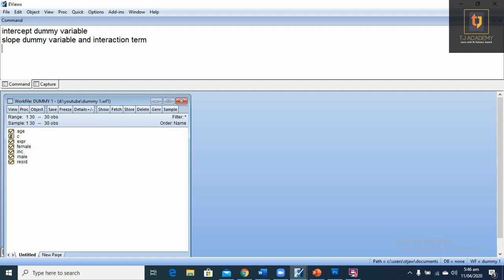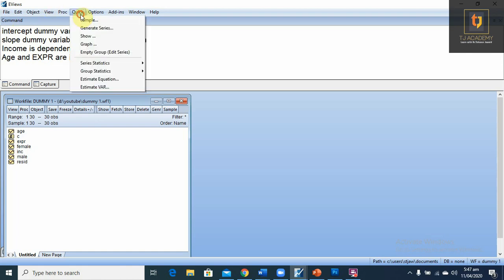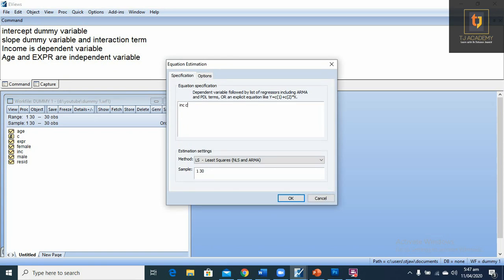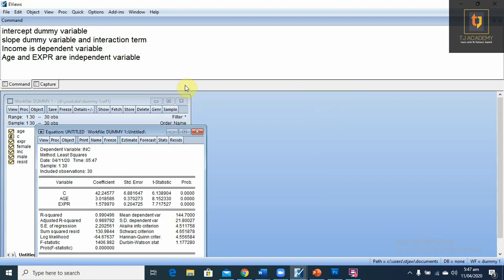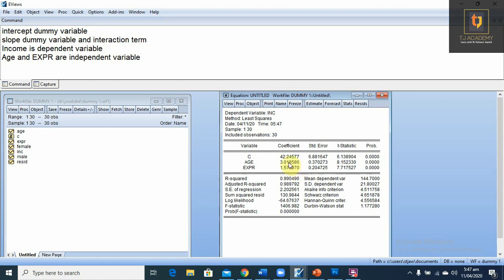First, we have a model in which income is the dependent variable, and age and experience are independent variables. So we have to run a quick estimate equation: income space constant space age and experience. This is our initial regression model, in which we can see that age and experience have significant positive effect on income. In this model, we did not consider any effect of gender.